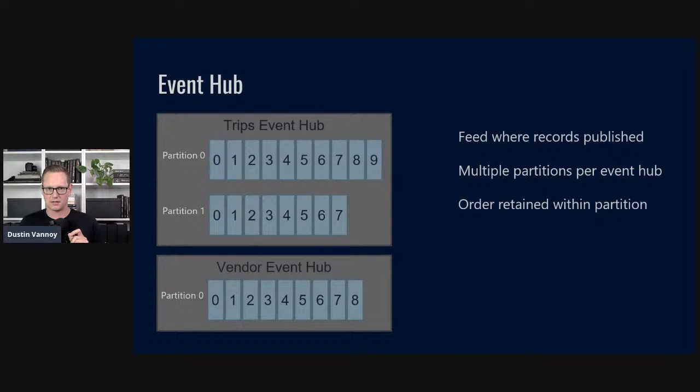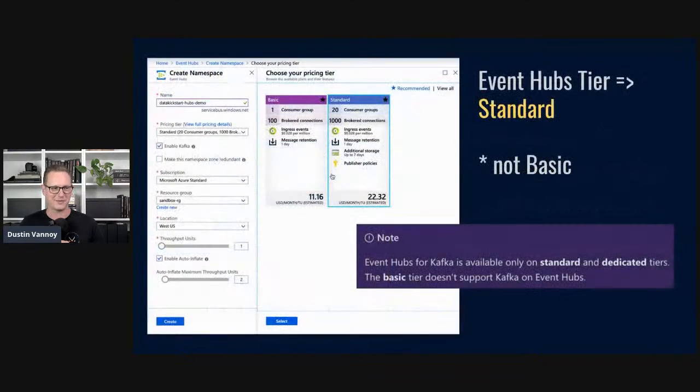So multiple partitions make up an event hub, and order is retained within a partition. So you'll set a key that drives the partition. If you're brand new to this, that's probably a little more detail than you need for day one with event hubs, but I did want to call that out so you can picture what it looks like under the covers.